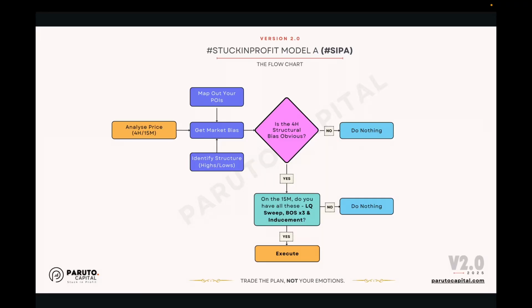Go down to the 15 minutes and do the same thing. Where's the market coming from and where is it going to? When you've done that, you've mapped out your POIs, your demand and supply zones, you've gotten the market bias, you've identified your structure, your highs and your lows, so you're super clear. The next thing to do is ask yourself: is the 4 hour structural bias obvious? If the answer is no, then you do nothing.